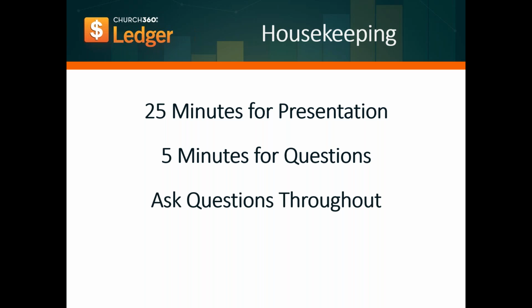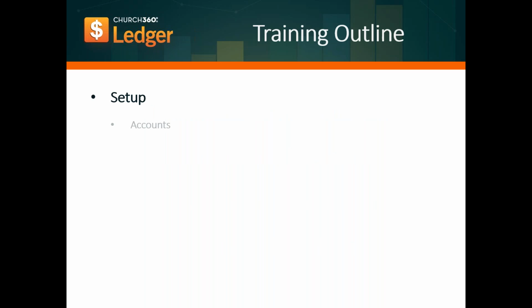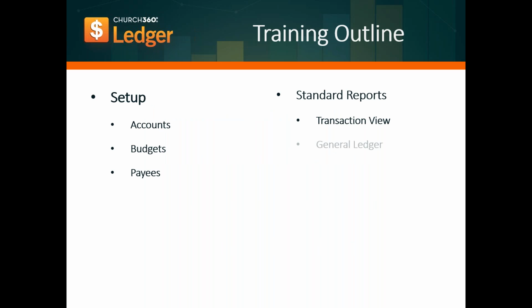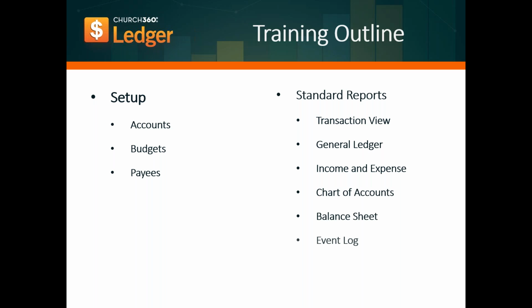So the things we're going to talk about today are set up with your accounts, budgets, and payees. We'll also talk about some of the standard reports that we can create out of Church360 Ledger. You can get reports from the transaction view. We have our reports: the general ledger report, the income and expense report, the chart of accounts report, the balance sheet report, and some of the reports and options we're going to be able to get out of the event log. All right, let's go ahead and get started.